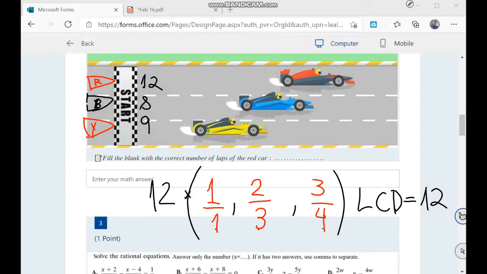Okay, the right answer is 12 laps, which is the least common denominator, 12. Let me see if anyone got the right answer. No, 6. Yeah, I think Elvin was the closest one. Yes, Elvin, the closest one, 6. It's the highest number. It's going to be 12, the least common denominator.